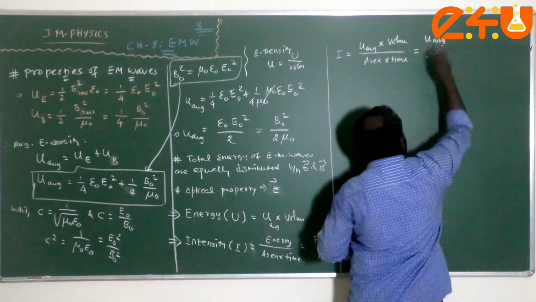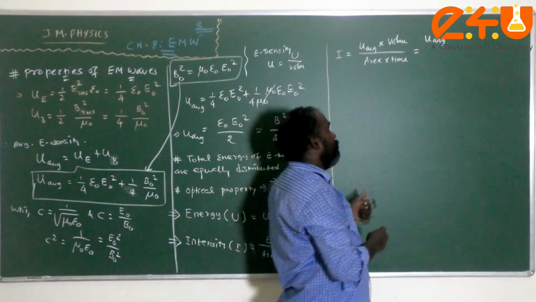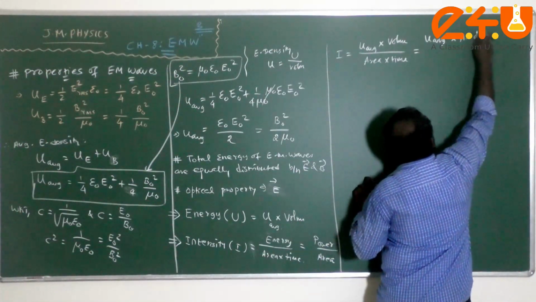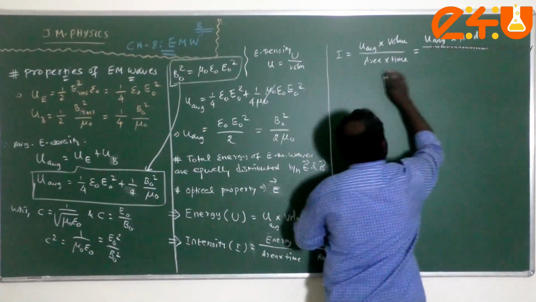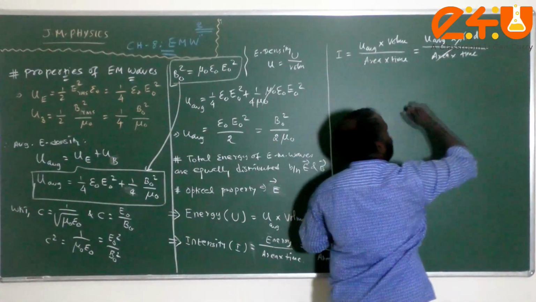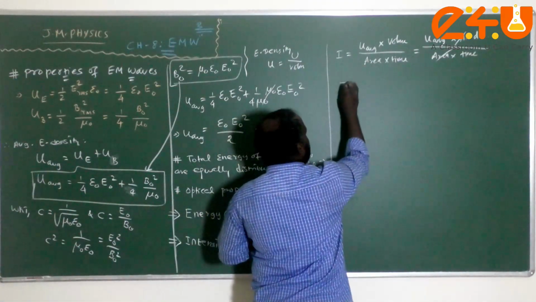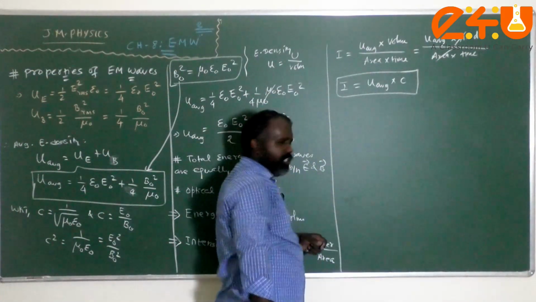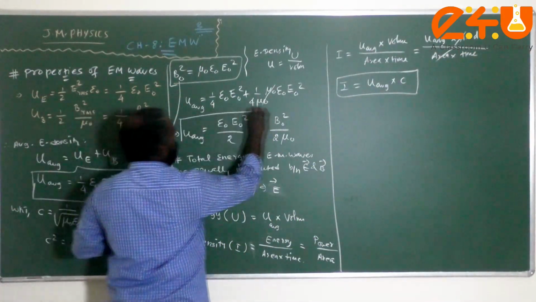These are very important areas where students may get some confusion. That's why I am going slowly with a very deep explanation for your understanding. Volume can be written as what, children? Area into distance. Say for example the wave has traveled some distance dx, divided by area into time. So this area gets cancelled out. Distance by time is nothing but velocity. Here we are talking about electromagnetic waves. Therefore I is equal to what, children? U average into speed of light. I is equal to U average into speed of light. The average energy density formula is already given there. Yes, you can remember this.